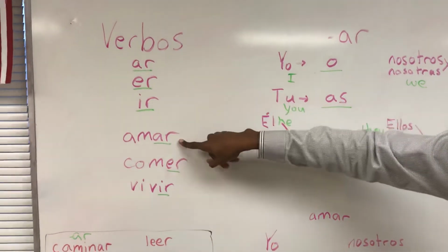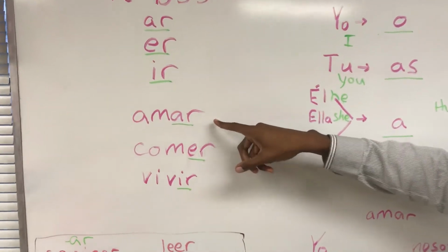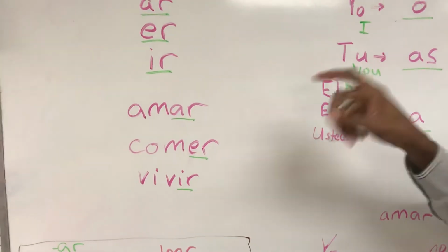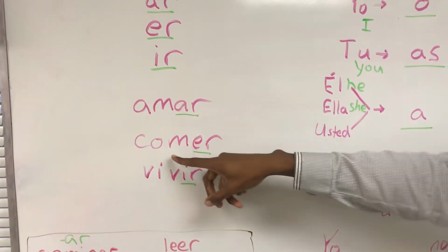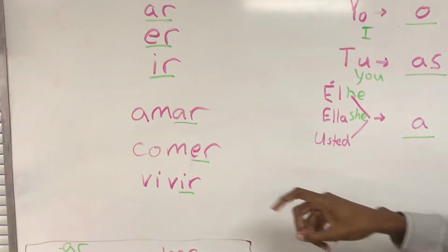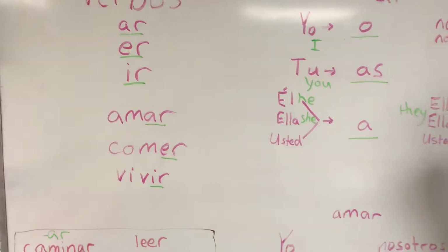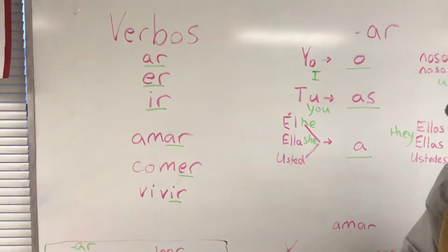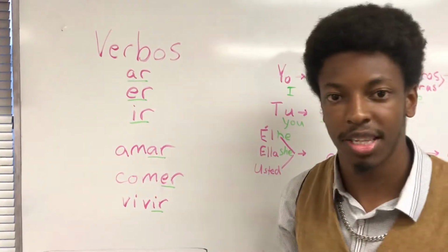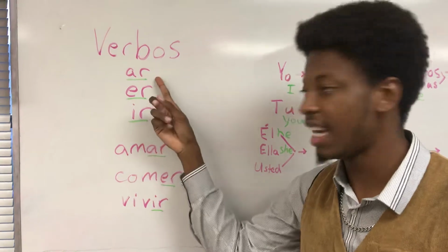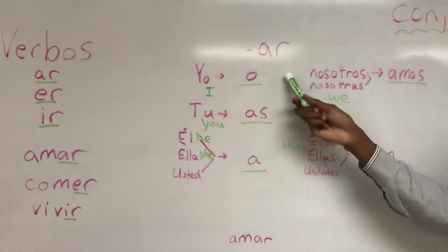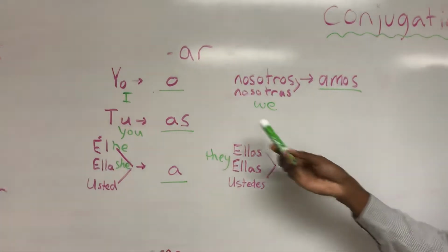So let's look at some examples. How about the verb amar? Amar ends in AR. Comer ends in ER. Vivir ends in IR. So, these are three examples of verbs, and we're going to do something with them today. First, let's talk about AR verbs. So, right here, I have a map drawn out for you guys.